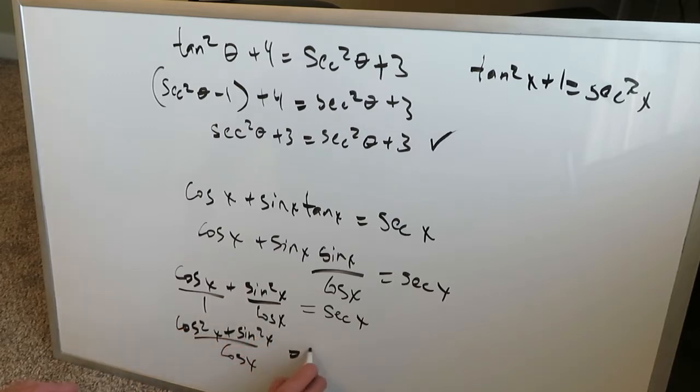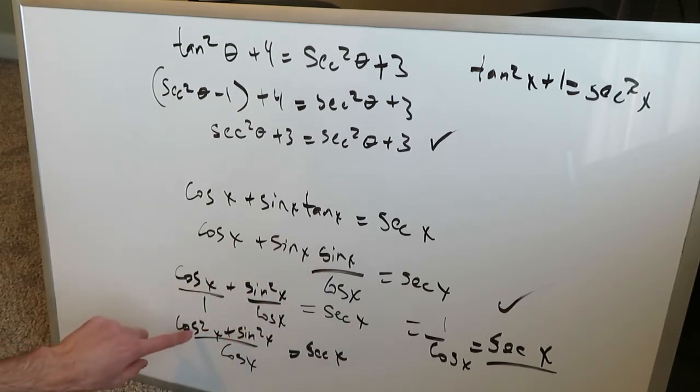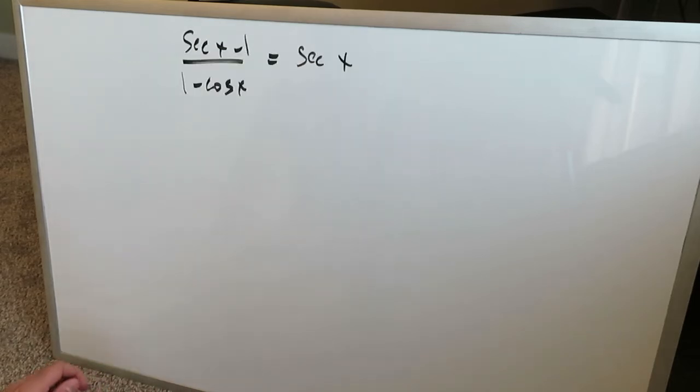We'll do a common denominator here, cosine x, you get cosine square x plus sine square x is equal to secant x, and we know we're actually right there because of this Pythagorean identity, cosine square x plus sine square x is equal to 1. You essentially get 1 over cosine x, which is equal to secant x, and it's done. So this one is done as well. It required just doing algebra over here and recognizing this Pythagorean identity, cosine square x plus sine square x is always equal to 1.